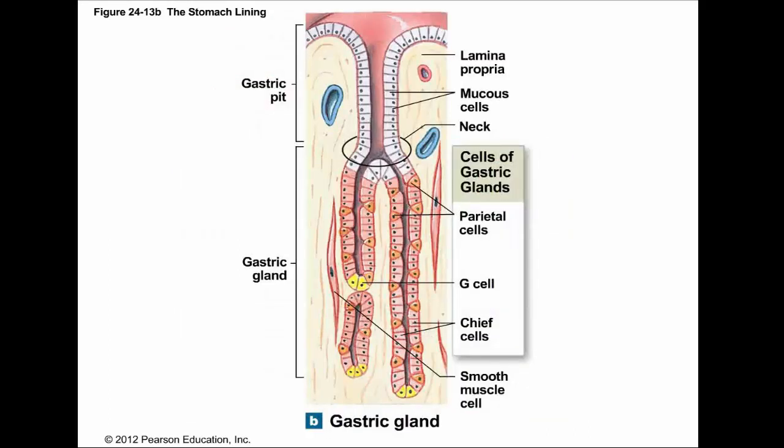Here's a close-up view now of one of those folds, and below the gastric pit we have the gastric glands, where we have the G cells and the chief cells, where they are secreting their hormones and the digestive enzymes.